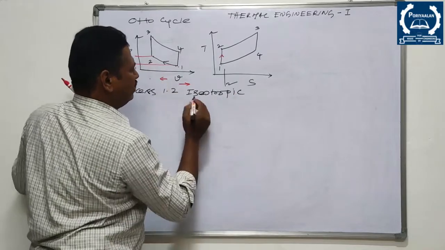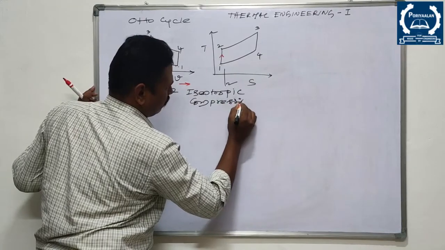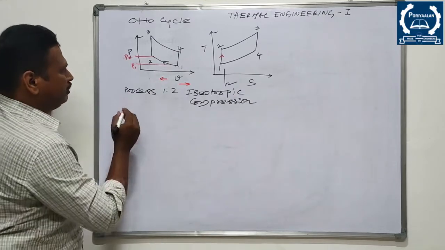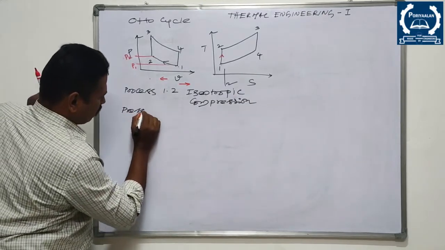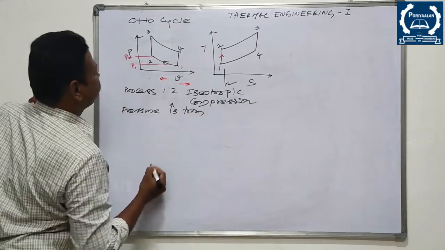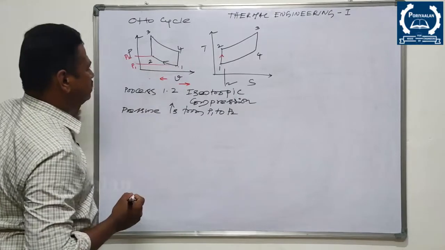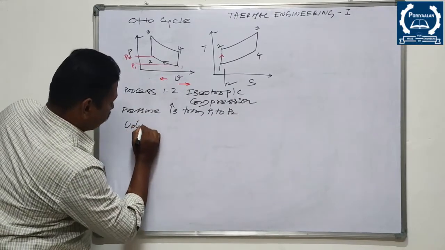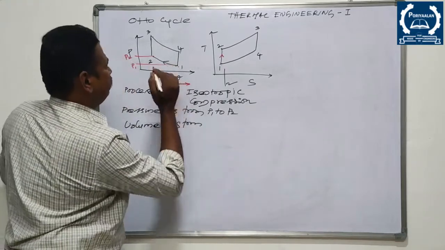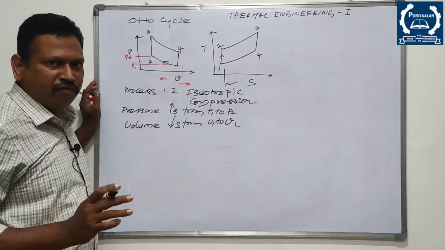With reference to this one, compression. Isentropic compression. What happened to all the parameters? To start with, pressure increases from P1 to P2. Likewise, volume decreases from V1 to V2.